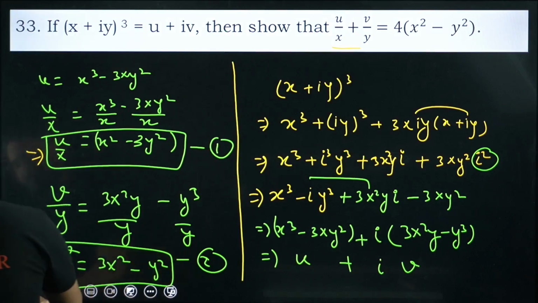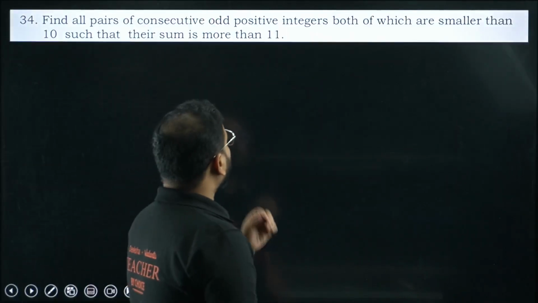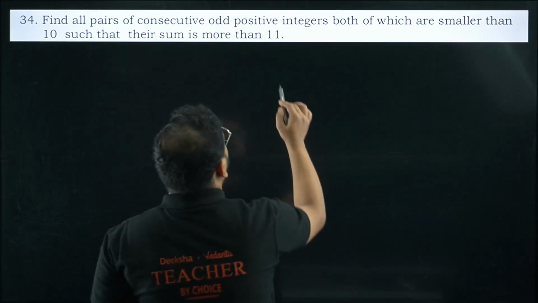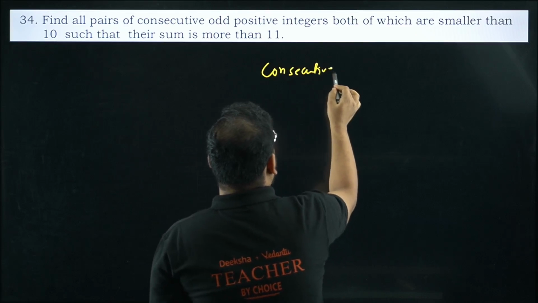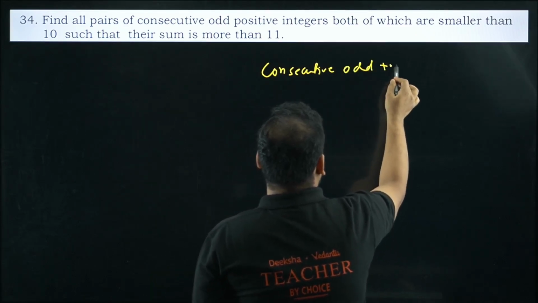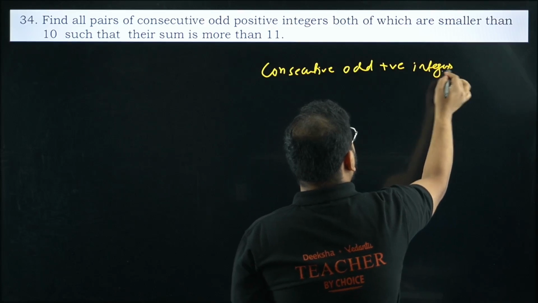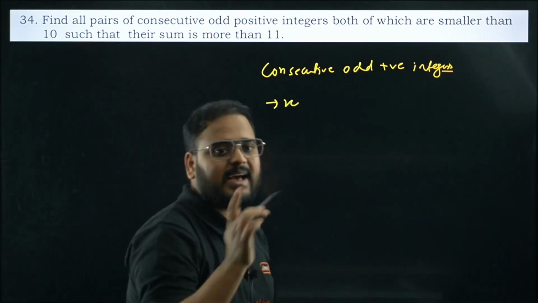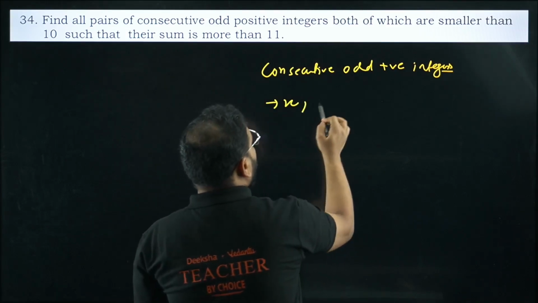Moving on to question number 34. Find all the pairs of consecutive odd positive integers, both of which are smaller than 10. Consecutive odd positive integers they're looking for. Let's take the first such number as x. Let's say x is that first odd positive number. What happens to the next number? It'll become x plus 2.